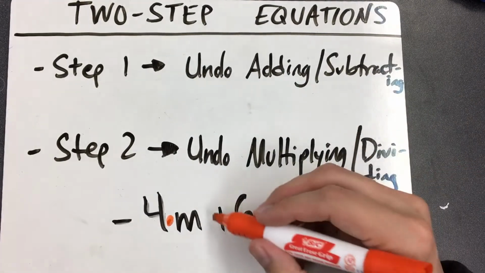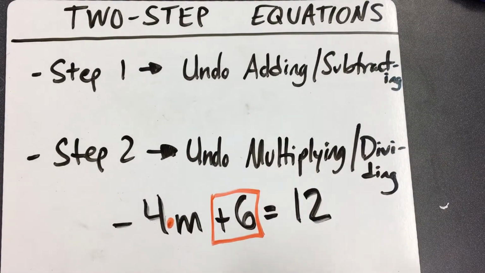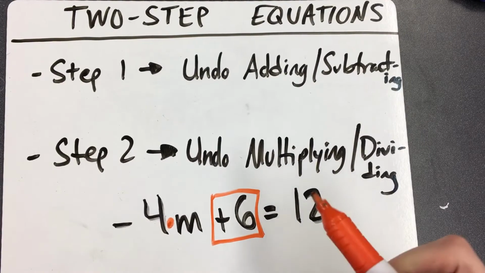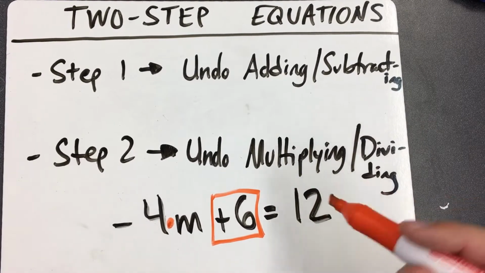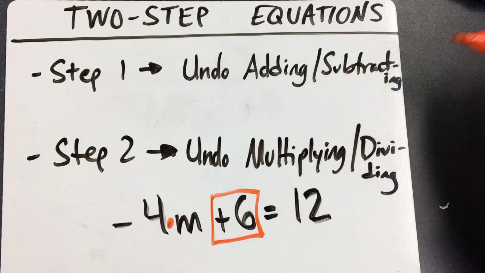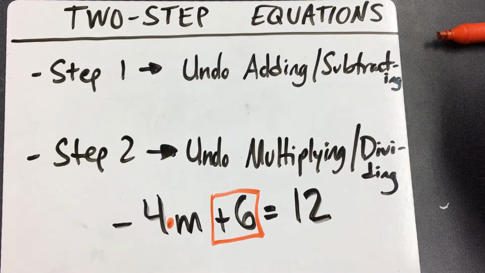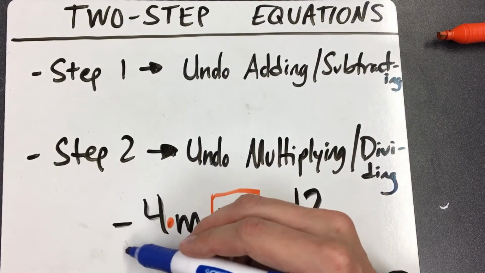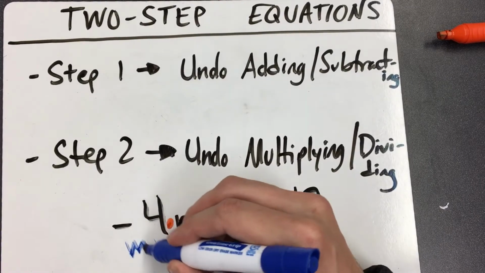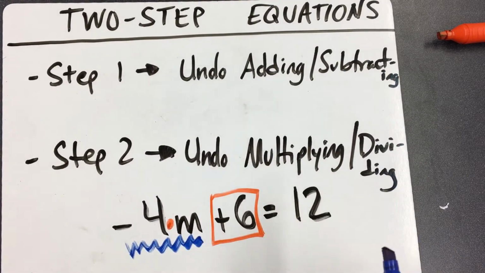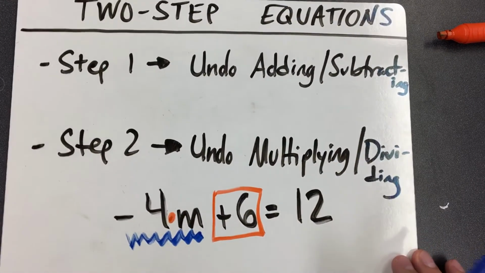So in this one, instead of adding 6, we can undo the inverse of adding 6 with subtracting 6. We would do subtracting 6 on both sides of the equal sign. And then once you do that, step 2 is to always undo the multiplying or dividing. And in this case, we have multiplying right here. And so we would undo this multiplying by -4 with dividing by -4 at the end.